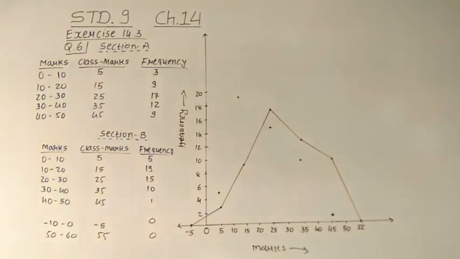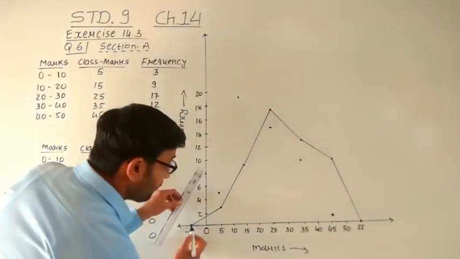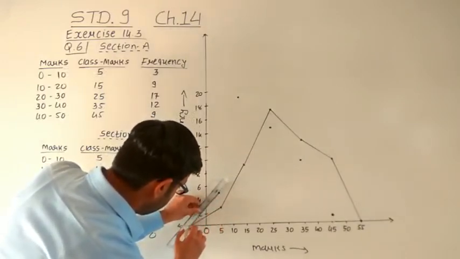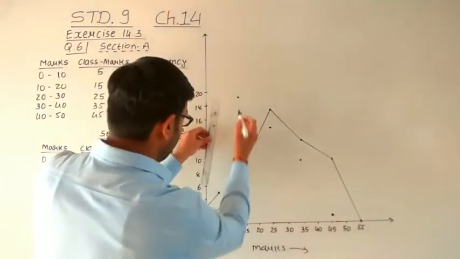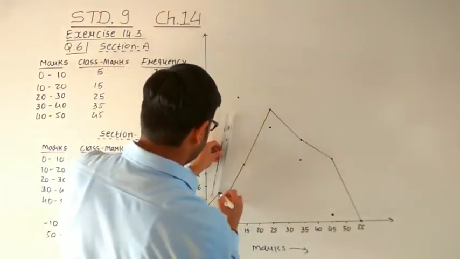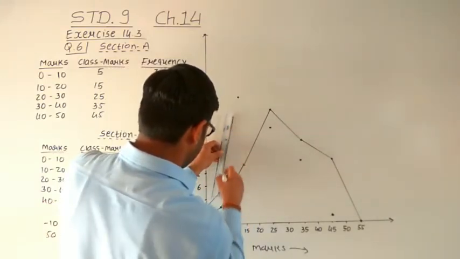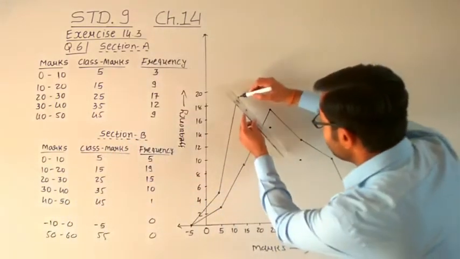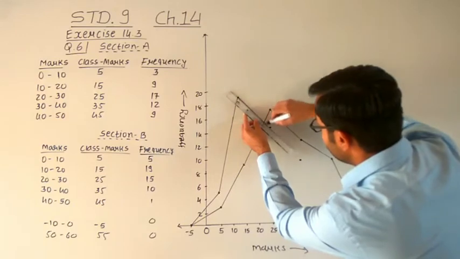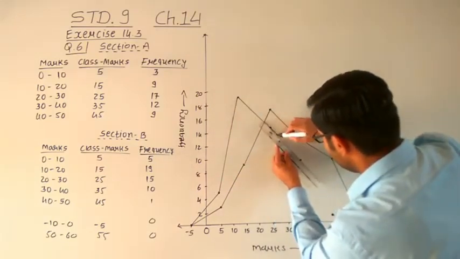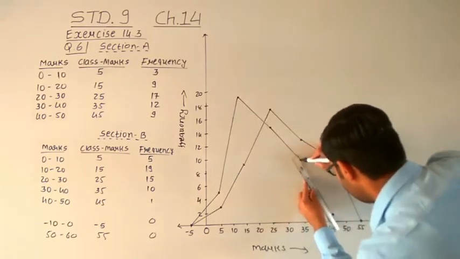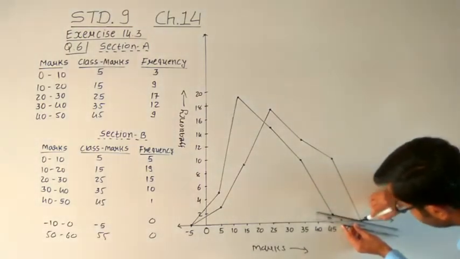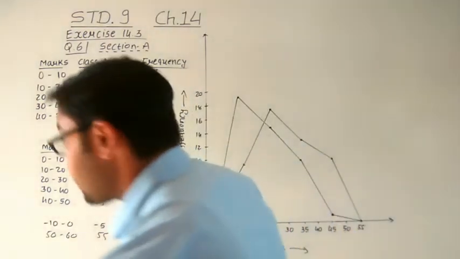So now let us join all the points. The first point remains the same for both the frequency polygons. So this point and this point, let us join here. Now from here to here we have to join these 2 points. Now from this point to this point, here we have to join this length. In the same way, join these 2 points. Now join here, and now join this point to this last point. So we have completed the frequency polygon for section B.